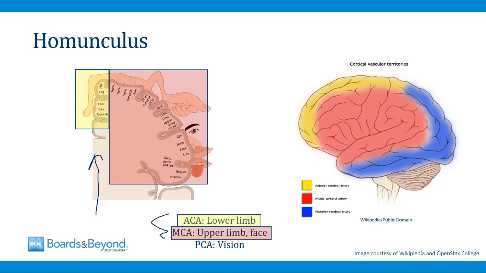The posterior cerebral artery, which is part of the posterior circulation, supplies the back of the brain, and that's this section here, and that contains the occipital lobe, which is very important for vision. So PCA strokes tend to affect vision.